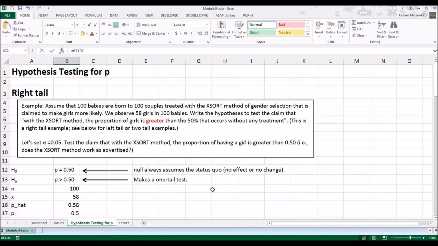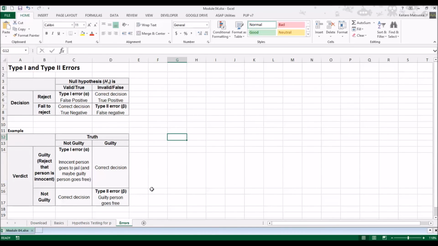Moving on to the types of errors. Here's an example of type 1 and type 2 errors. Here's the definition. To understand type 1 and type 2 errors, again, I recommend you reading what the type 1, type 2 errors are, and then come back to this spreadsheet to make sure you understand what this table is telling you, both on the top and on the bottom. If you have any questions, let me know and I'll try to help you out. And that's it for Module 4.